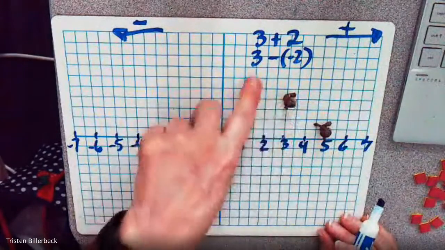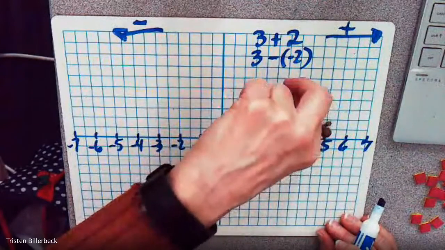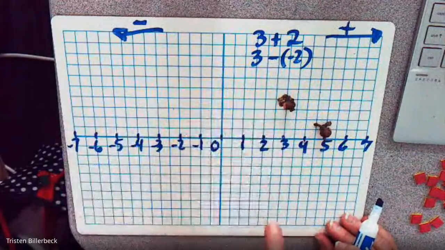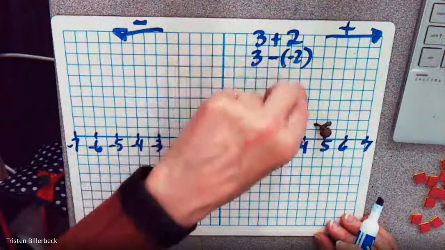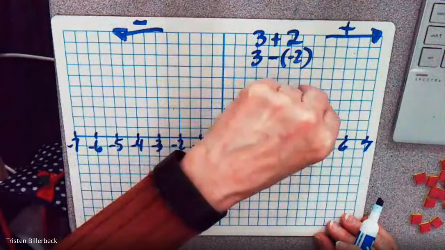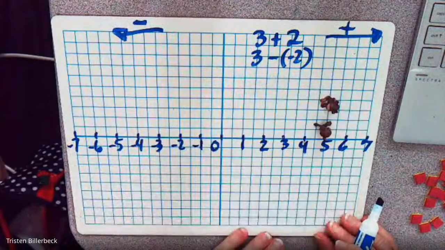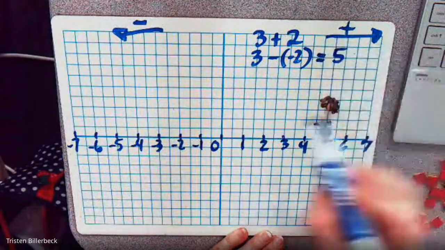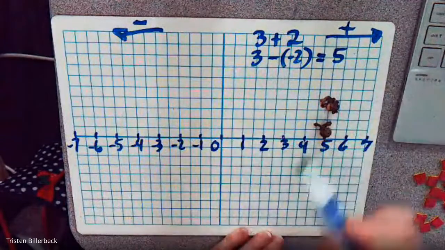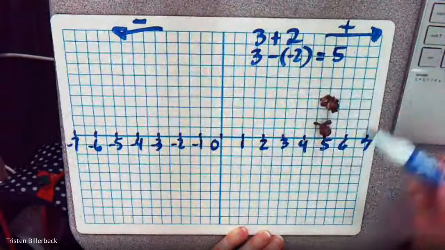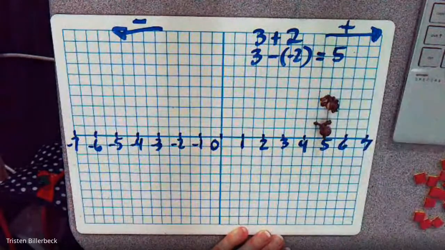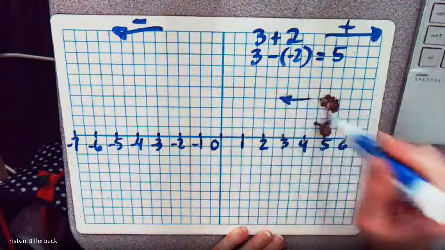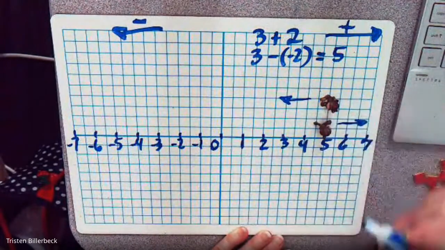So we're at 3, but it's a subtraction sign, so the monkey turns around. It's looking this way now. And then it's a -2, so it walks backwards 2. 1, 2. Oh, look, they're in the same spot. So this equals 5. So 2 negatives here were equivalent to a positive. They just got there in a slightly different way. This one is facing this direction, and this one's facing this direction, but they're in the same spot.